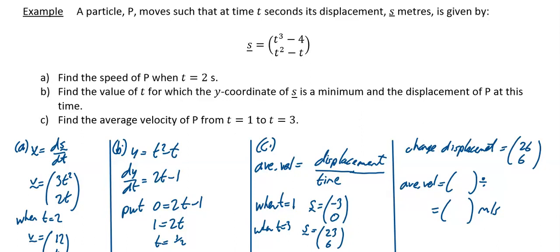So your average velocity then is that displacement vector divided by your time. From 1 second to 3 seconds is 2 seconds. So if you divide 26, 6 by 2, you'll have 13, 3 meters per second.